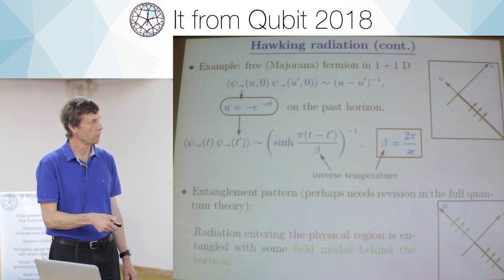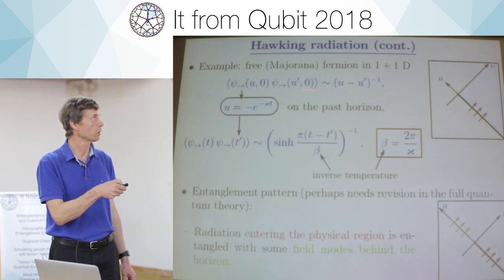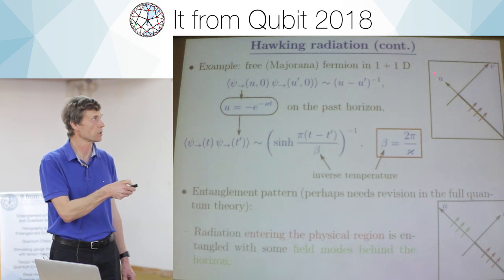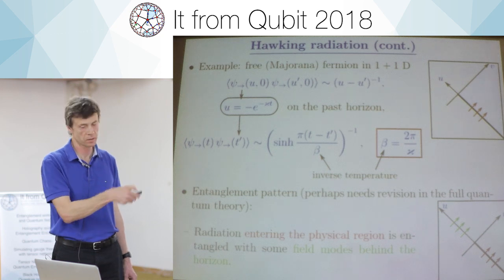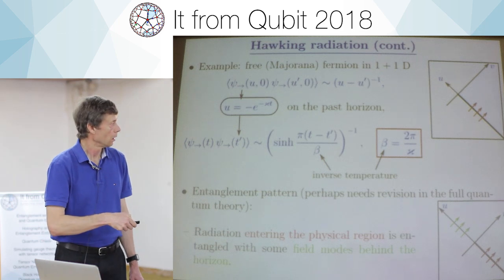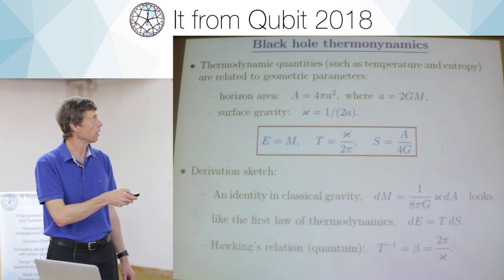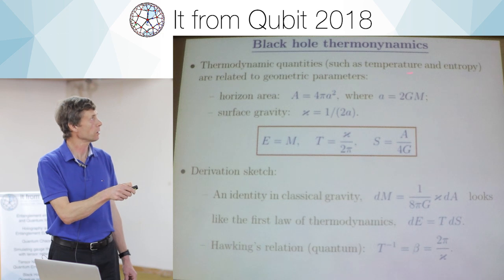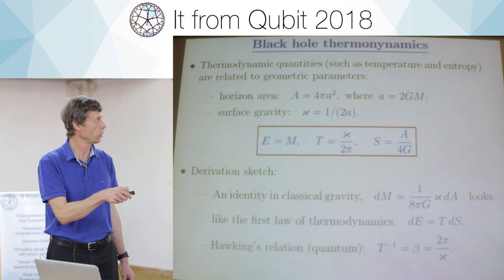There is some entanglement pattern. Each radiation quantum on this side is entangled with its partner inside the black hole. That's what this picture suggests, because we begin with a pure state on the past horizon, which includes both the region outside and inside. This is the black hole thermodynamics. Basically, we can identify thermodynamic quantities such as temperature and entropy with geometric parameters, and these are some well-known formulas.